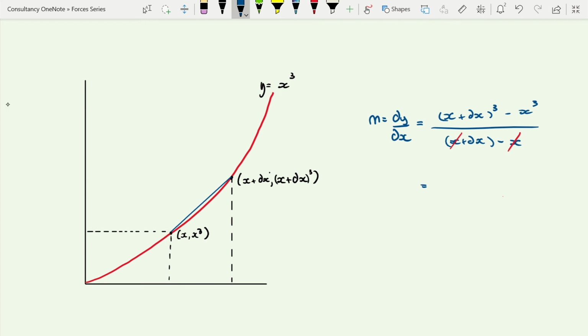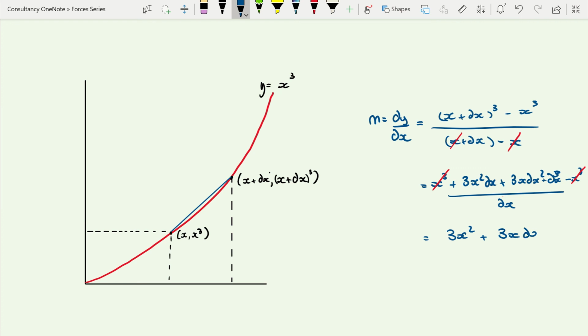This takes a bit more work. So we're going to get x cubed plus 3x squared dx plus 3x dx squared plus dx cubed minus x cubed, all over dx. You'll notice again that these all cancel out, and we can divide through again by dx. We're going to get 3x squared plus 3x dx plus dx squared if we divide through everything by dx.